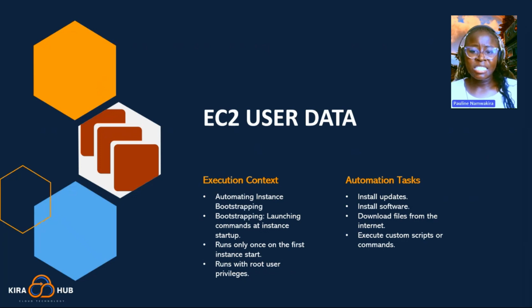Some of the automation tasks that can be done using the user data script: we can install any updates, so we ensure our system has the latest security patches and features. We can install software, so pre-install necessary applications, things like web servers and database engines. We can use the user data script to download configuration files or scripts from the internet to set up our environment. Or we can just run any valid shell commands we need to configure the instance as we need to.